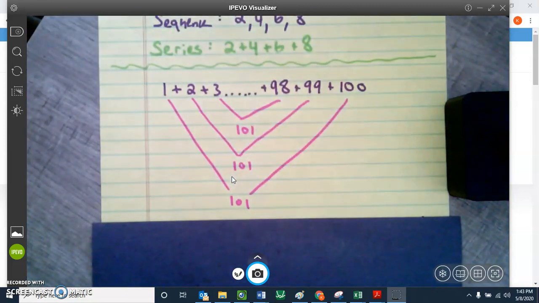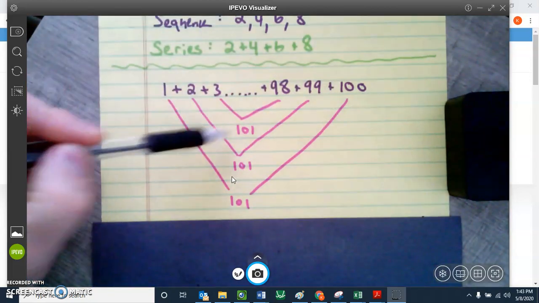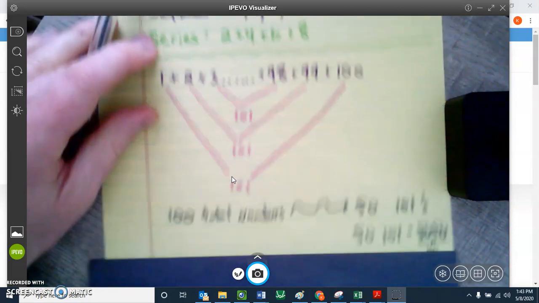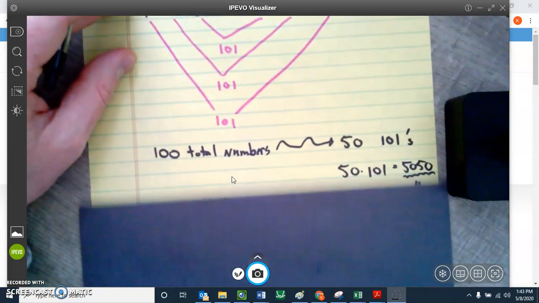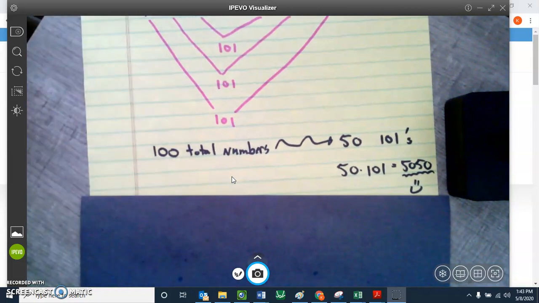In this case, 101. Okay, so the last thing to do: if I know there are 100 numbers, there will be 50 pairs. There will be 50 101s. Well, 50 101s, did a little bit of multiplication, and got the number 5050. Well, his process works for all arithmetic series.